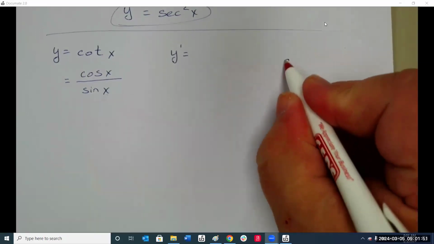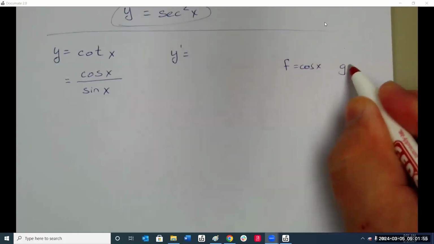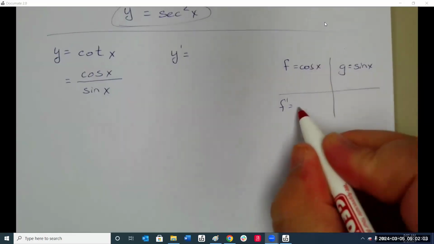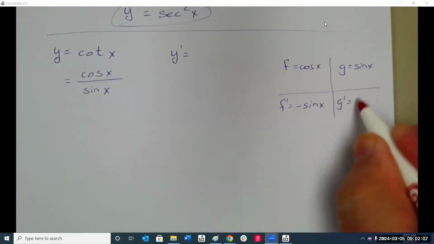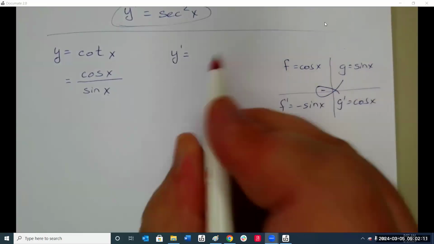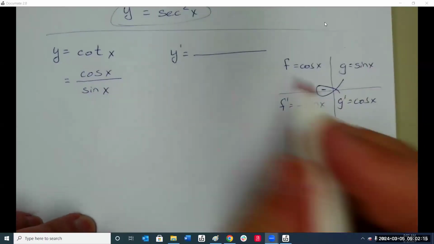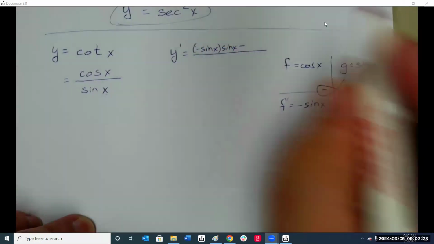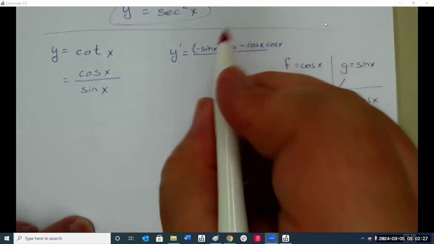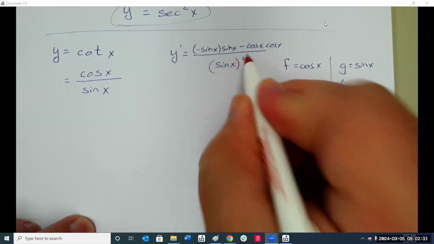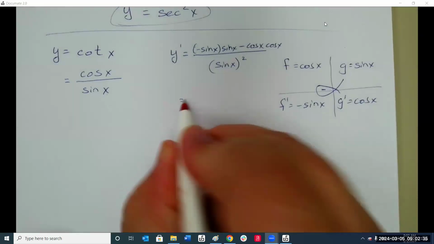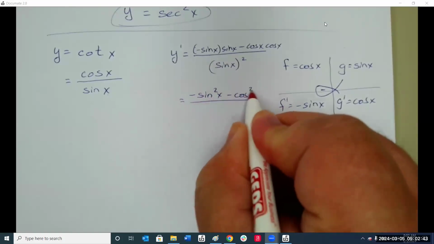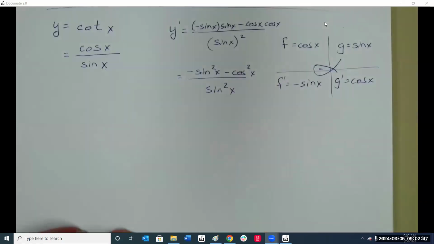All right. Yeah, we have quotient rule again. Derivative of cosine is negative sine. Derivative of sine is cosine. Sine times negative sine minus cosine x times cosine x over sine squared x. Negative sine squared x minus cosine squared x over sine squared x. So far, so good.